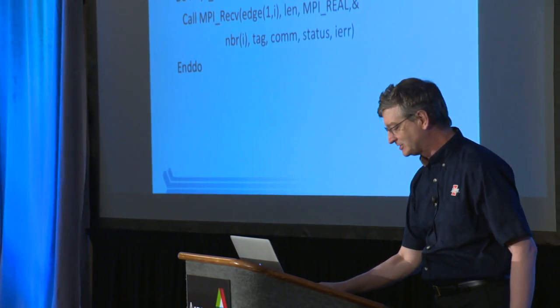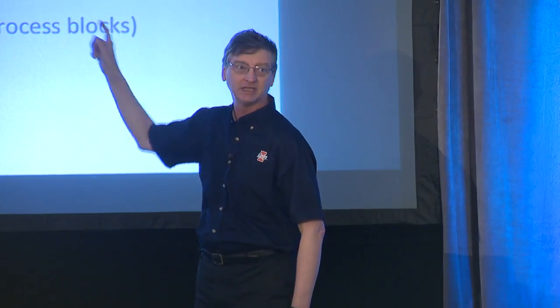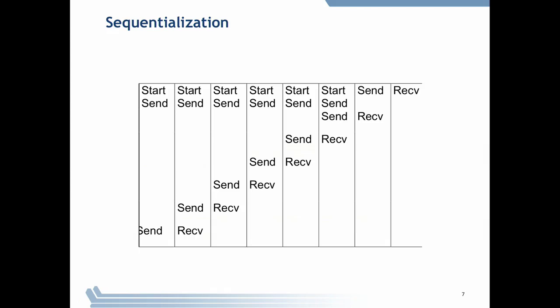This one, however, we'll see a different kind of bad example. That one deadlocks. I could write the code a little differently, still using the blocking sends and receives. So for example, I could say if I have somebody to send to below me, there's a neighbor below me, do that send, and then I do the receive. In some ways, that code is worse because it will work, but it's completely serial.